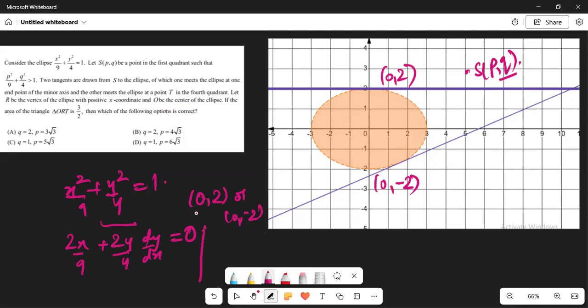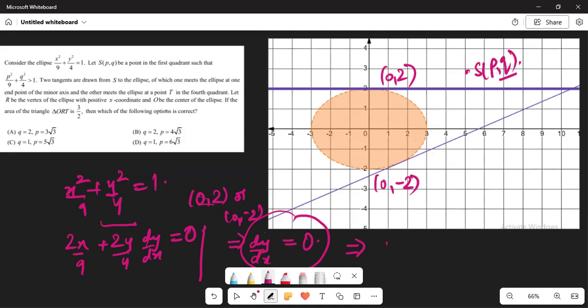So substituting x = 0 and y = 2, you get dy/dx is nothing but 0. This implies the tangent line has slope 0. That means it has to be the horizontal line.